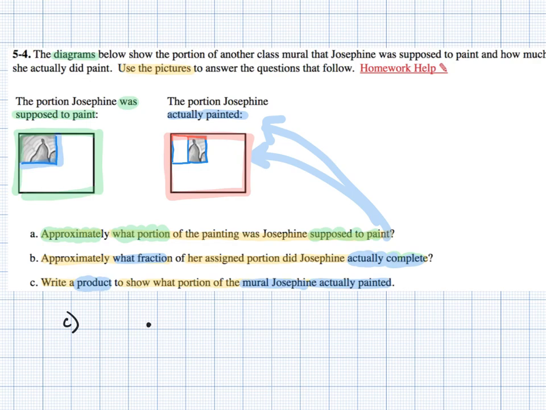So she was supposed to paint 1/4 of the mural. However, she actually painted half of it. So basically the 1/4 was the approximation from letter A. The 1/2 was the approximation from letter B. Now together we're using product to see how much is that of the actual total. So it looks like it's 1 out of 8 of the actual mural.